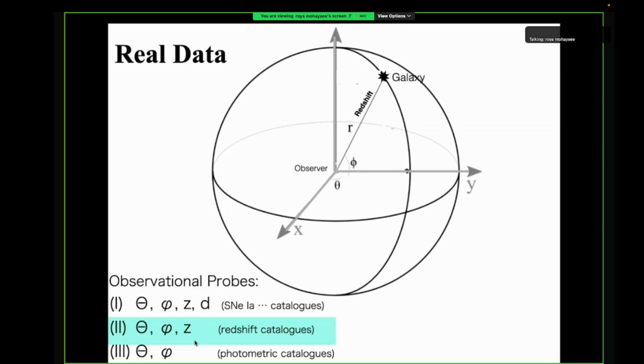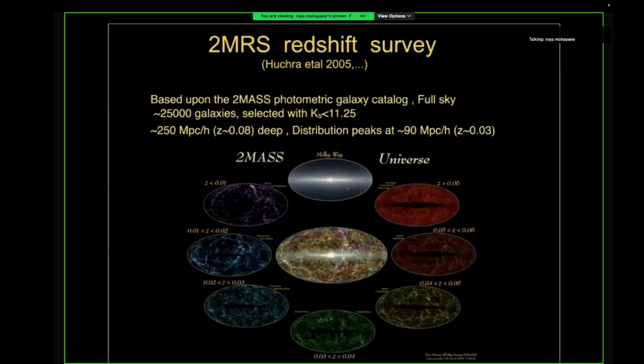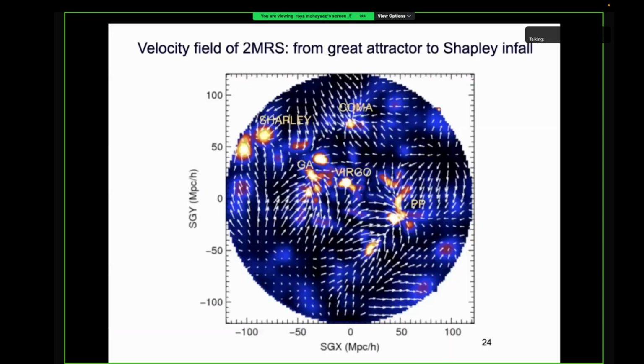They basically give me the angular position of the sources and the redshift. Redshifts are not distances. They're different. To go from redshift to distance, we need to assume a model, and I will come back to it later. This is another work that I did with a student of mine. You are looking at just positions and redshifts. You assume a model to get distances, and then you do a consistency check.